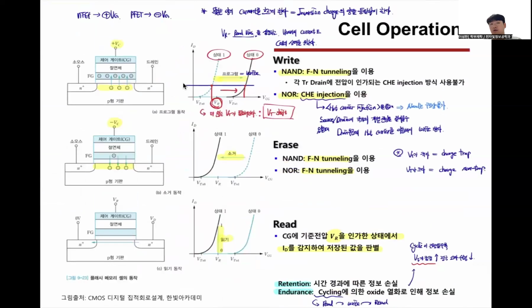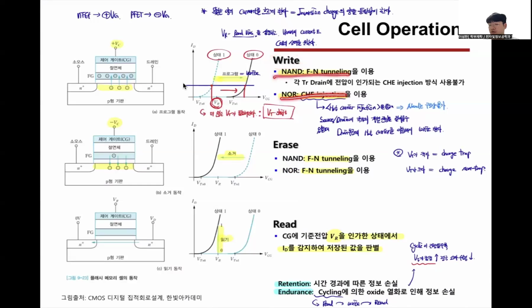And how do we read the transistor state? First, we select the read bias. The read bias is the key to how we read the transistor state.